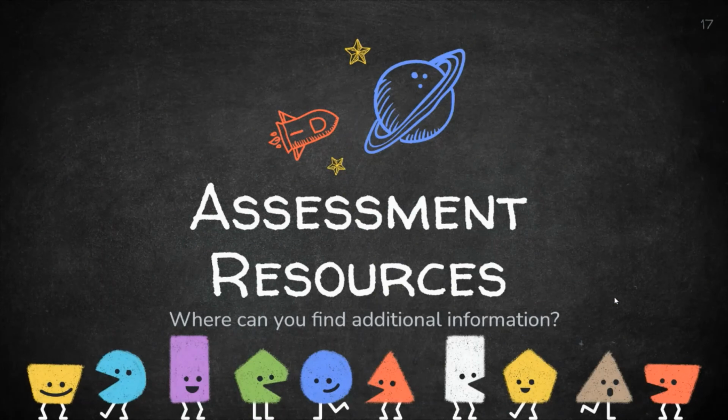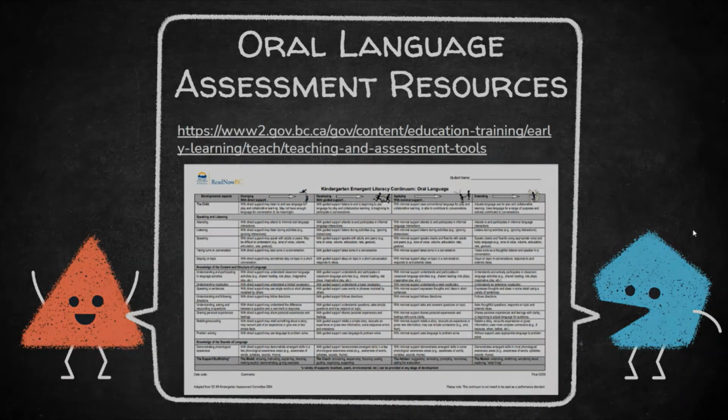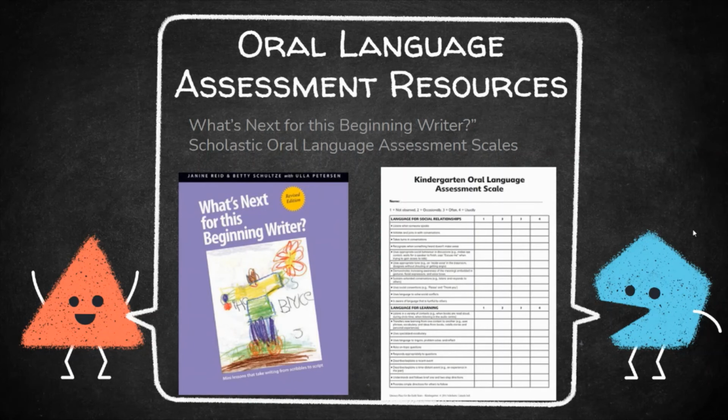Assessment resources. Where can you find additional information on oral storytelling? So here is the Ministry of Education's oral language continuum for kindergarten, which can be found on their website, or you can Google Kindergarten Emergent Literacy Continuum for oral language. The writing continuum in What's Next for This Beginning Writer is great for early primary, and it also has an oral language component. As well, Scholastic has assessment scales for grades kindergarten to 6. So you can also just Google Scholastic Oral Language Assessment Scales to find these.